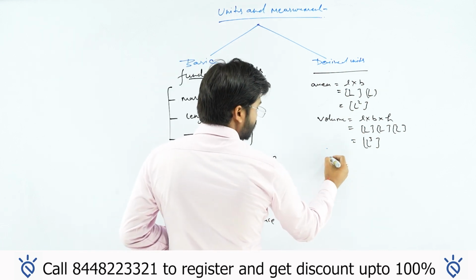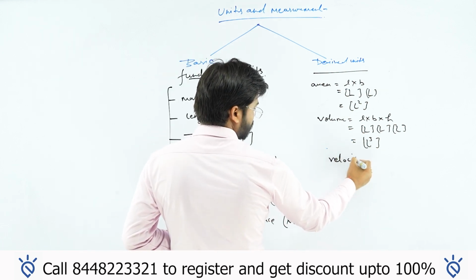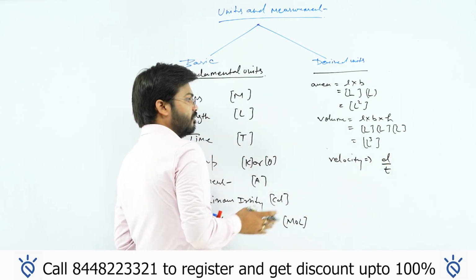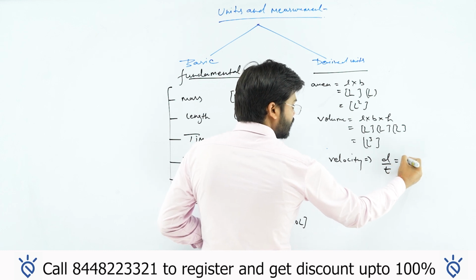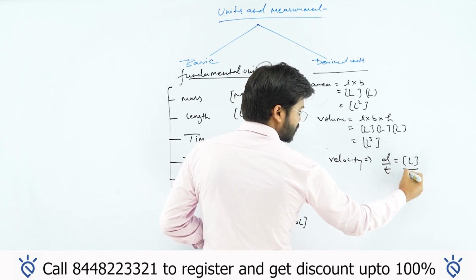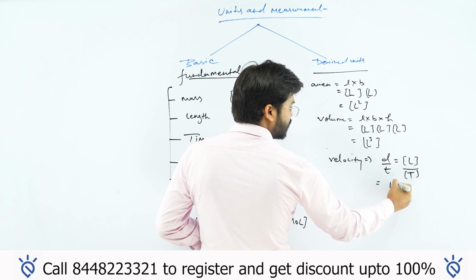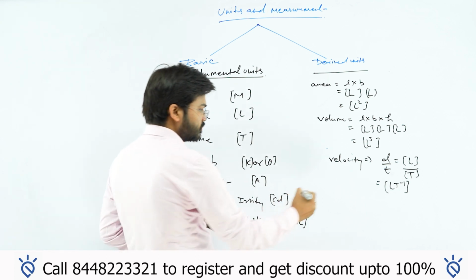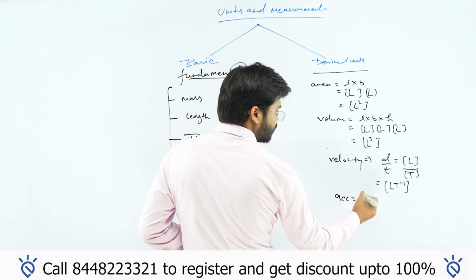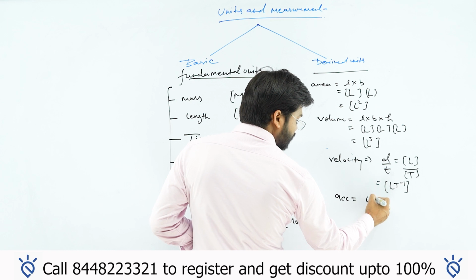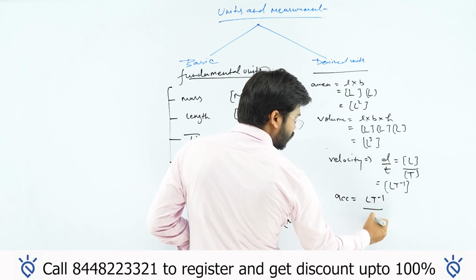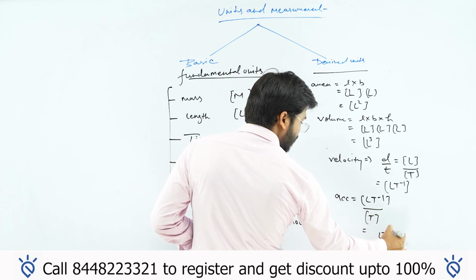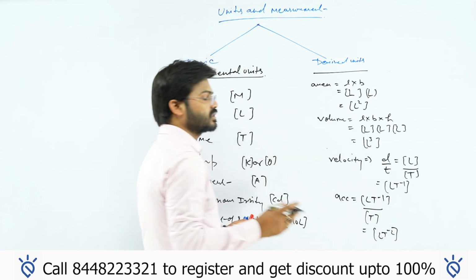Similarly, if we find velocity, so we know that displacement upon time is said to be velocity. So displacement is L and time is T. So dimension is LT minus 1. Similarly, we find acceleration. So we know that acceleration is change in velocity upon time. So earlier we found velocity, so LT minus 1 upon T. So LT minus 2 is the dimension of acceleration.